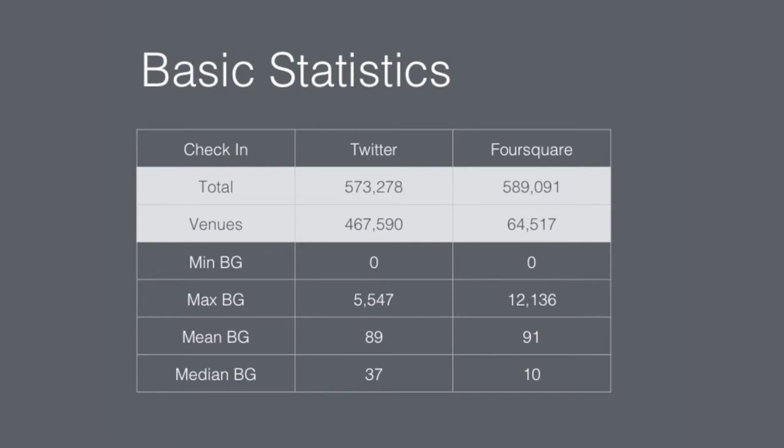When we aggregate this to the block group, you see an incredibly skewed distribution. First of all, many block groups, 200-300, have nothing at all, zero. Then a few block groups are very, very high. For example, the highest in Foursquare has 12,000 check-ins during that week. And it's a very skewed distribution, which you can see by the difference between the mean and the median. So these few very high check-in places pull the mean up, whereas the median is much more balanced.